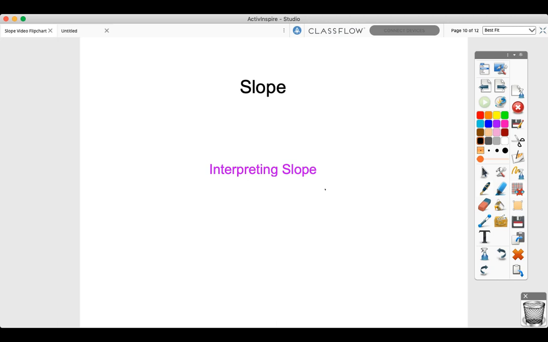So last video, we talked about how to calculate the slope, either from a graph or from 2 points. Now we're going to look at it in the context of a real life situation. Interpreting slope: not only should we be able to calculate it, but we also need to know what it means. So we're going to look at a couple of different examples and see how we can interpret what the slope is.